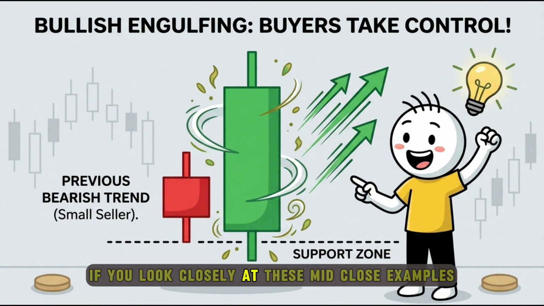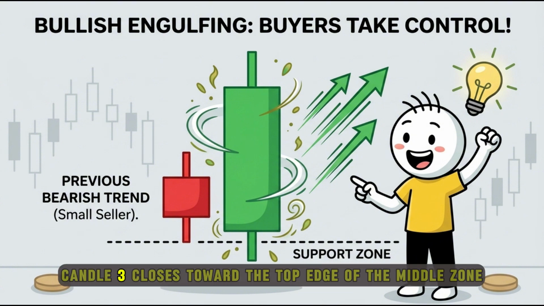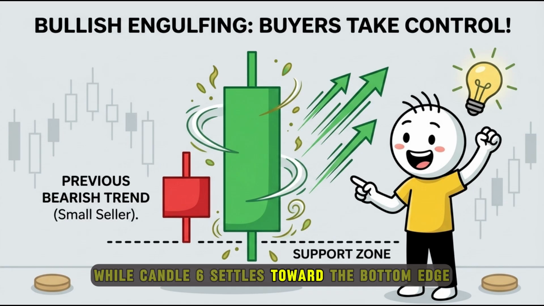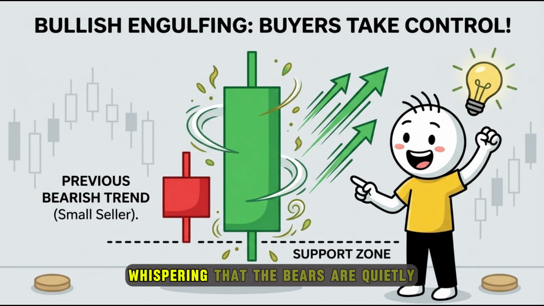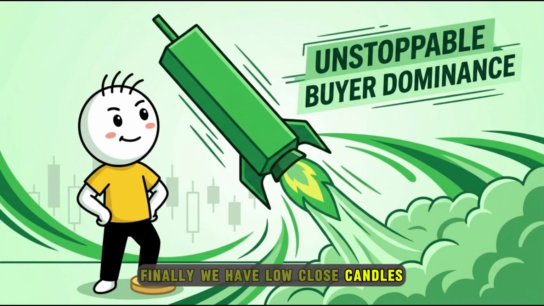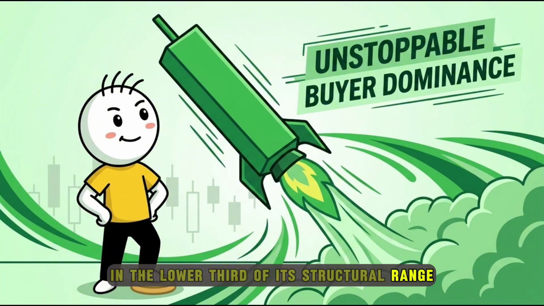If you look closely at these mid-close examples, candle 3 closes toward the top edge of the middle zone, giving it a subtle bullish undertone, while candle 6 settles toward the bottom edge, whispering that the bears are quietly gaining a slight advantage. Finally, we have low-close candles, where the price closes definitively in the lower third of its structural range, telegraphing a clear bearish sentiment.